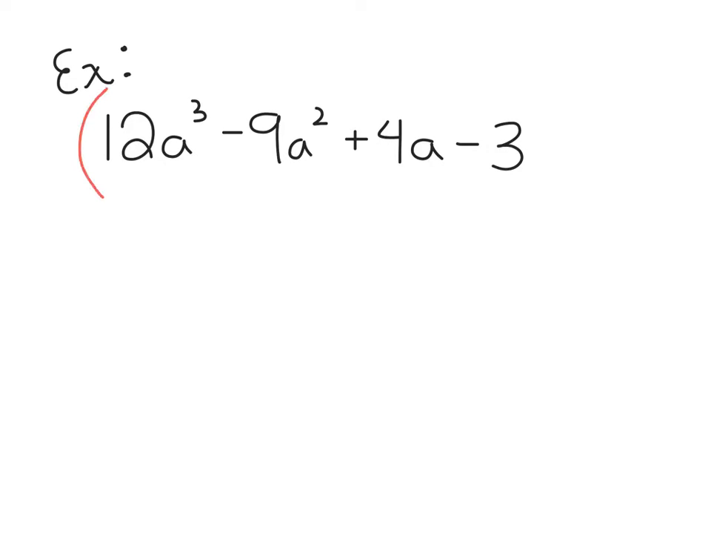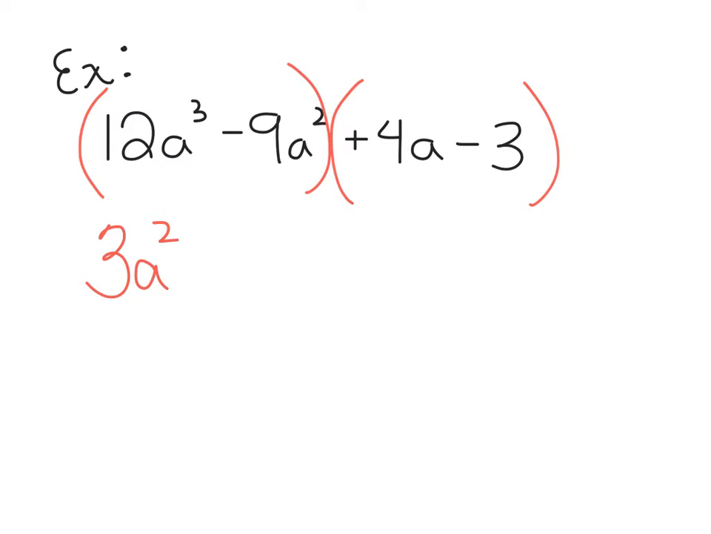Okay, I am going to separate this polynomial. I grouped the first two together and then I grouped the last two together. Now I'm going to take this first group and pull out a GCF. So 12a cubed minus 9a squared. I can pull out a GCF, and that GCF would be 3a squared. That's the biggest term that goes into both 12a cubed and this negative 9a squared.